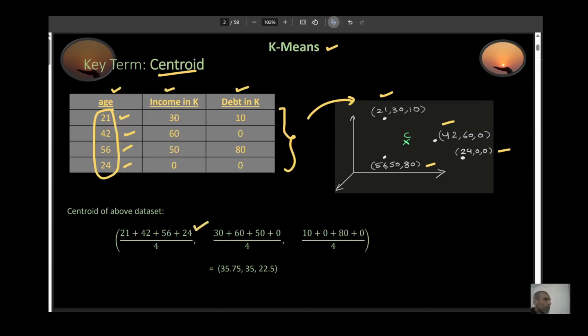This one. And then you do the same thing with income. You take all these numbers, add them together, and divide by 4. And you do the same thing with the third feature, debt: 10 plus 0 plus 80 plus 0 divided by 4. Your answer will come out to be this right here. So this point is my centroid for this data set. It would be somewhere like this right here.